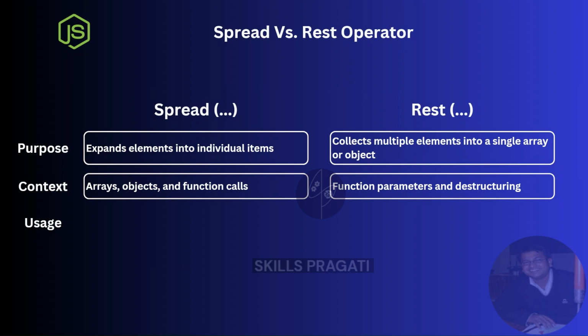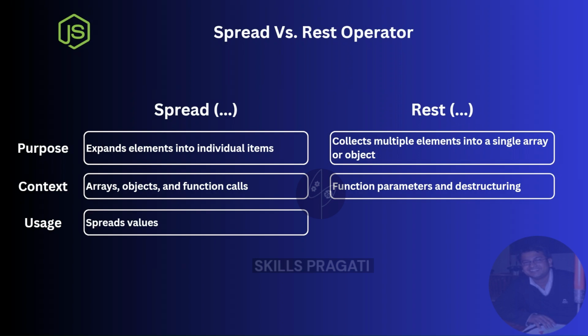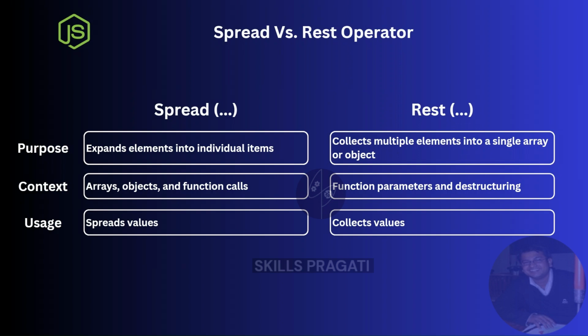Now, the big question, how do we use them? The spread operator is all about spreading values, whether you're copying arrays, merging objects, or passing function arguments. The rest operator collects all those extra values into a single array or object. It's like saying, give me everything else.